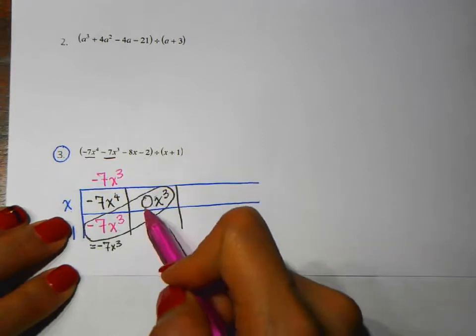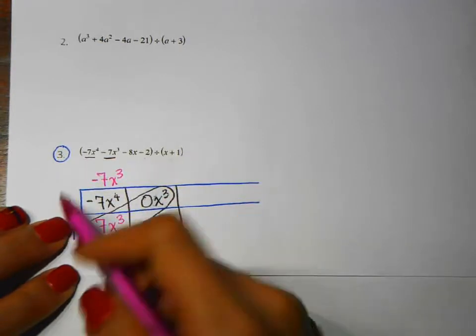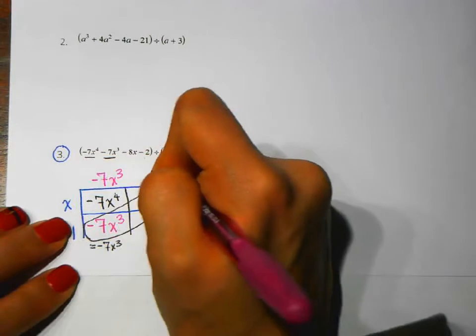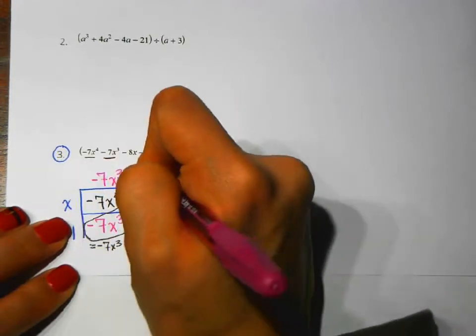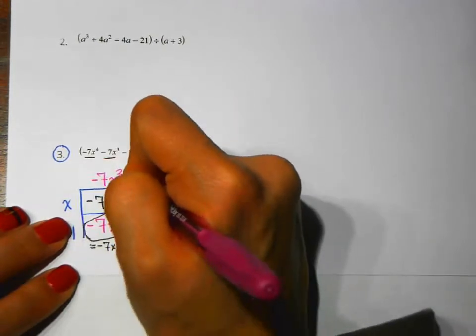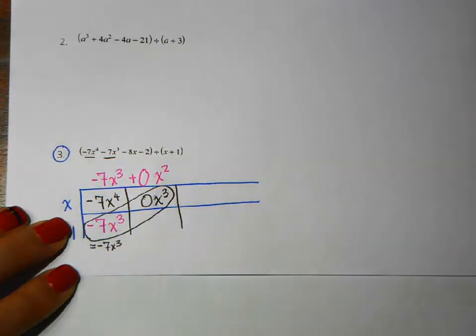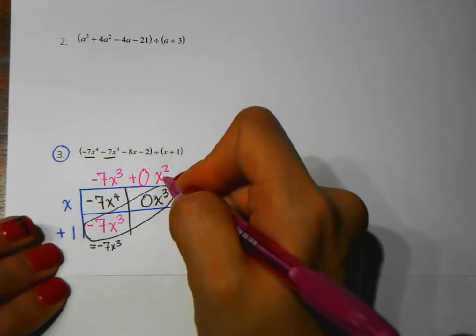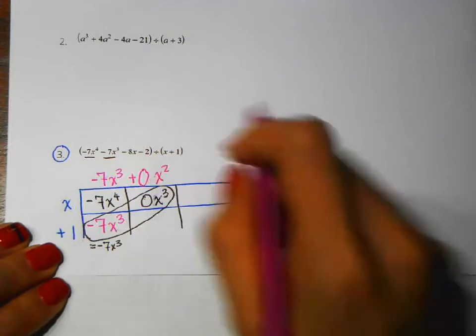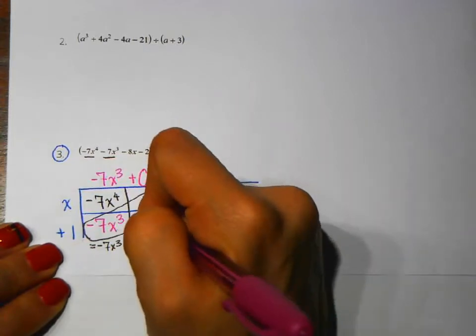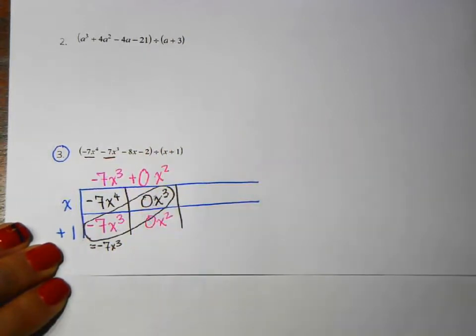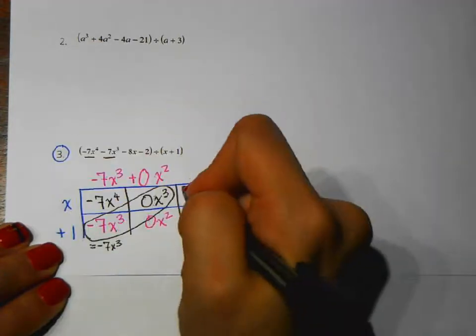X times what equals 0 x cubed? Well, I know that x times x squared is x cubed. But in order to get a 0, I need a 0 here. So I'm going to write plus 0x squared. Multiplying 0x squared times 1 is going to give me 0x squared. All right, and we keep going.